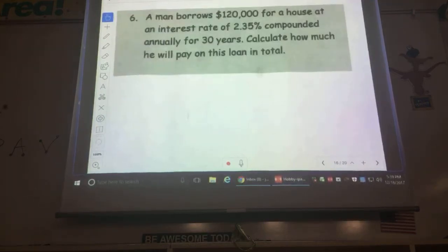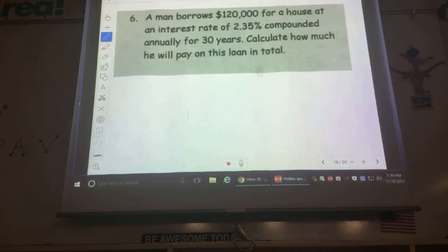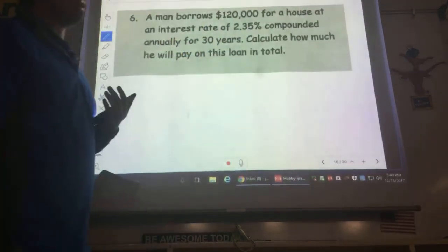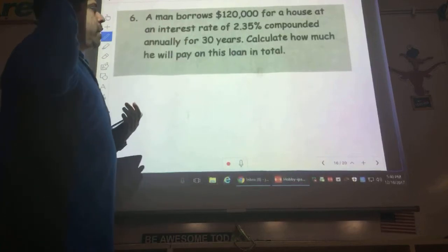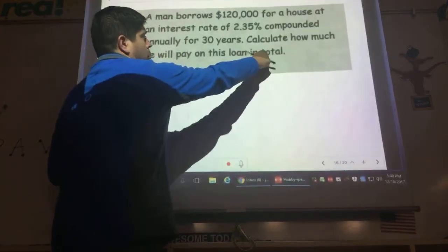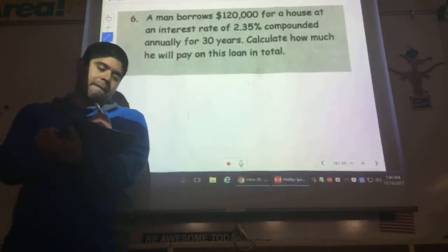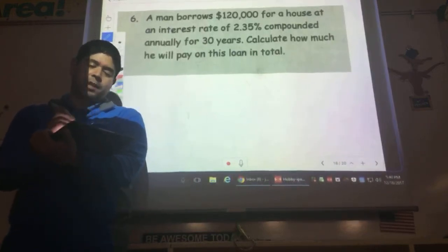Number 6. A man borrows $120,000 for a house at an interest rate of 2.35% compounded annually for 30 years. Calculate how much you will pay on this loan in total. So first of all, I know it's an interest problem. So I've got to find out, is it compound or is it simple interest?